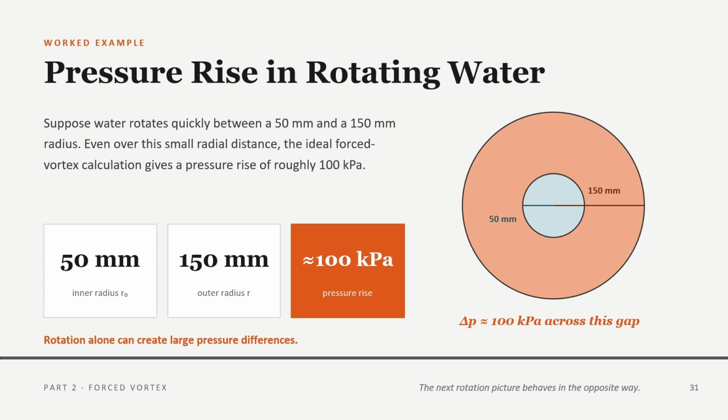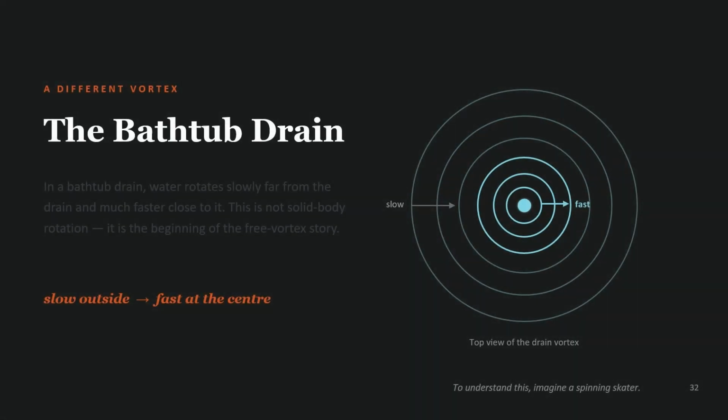A different vortex, the bathtub drain. Forced vortex is driven by a rotating wall. Now consider a bathtub drain. Water may rotate slowly far from the drain, but it spins much faster as it approaches the center. This is a different vortex story.